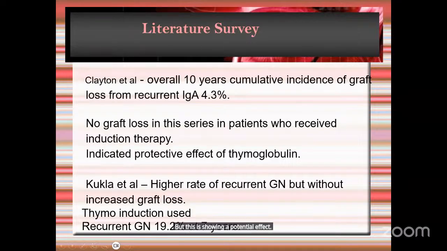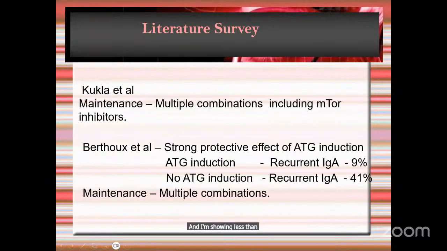This is another publication which again says the same thing: higher rates of recurrent glomerulonephritis but not translating into graft loss. With thymoinduction, recurrent GN is 19.2% at 7 years, and I'm showing less than 1% at 19 years.